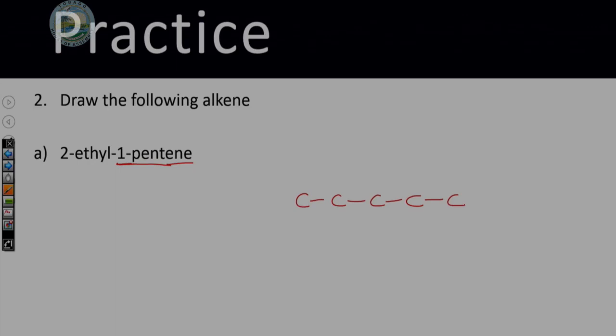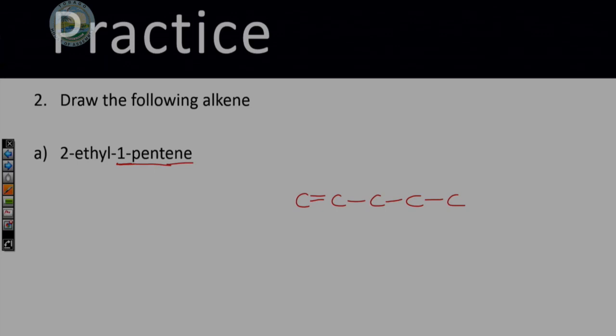Now we need to know where to put the double bond. The double bond is on the first carbon. So I can make it here, or I could have put it over here. It doesn't really matter. All right? Because our numbering goes. So I'm going to keep it on this side, just because I prefer to keep it on that side. All right, no special reason.